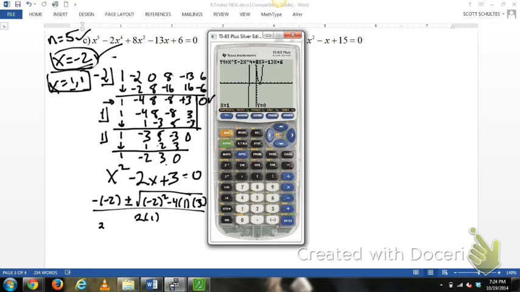So that's going to be positive 2, plus or minus the square root of negative 2 squared, which is 4, minus 4 times 1 times 3, which is negative 12. That's all over 2. So I'm looking at 2 plus or minus the square root of negative 8, over 2. The square root of negative 8 is going to be, I think, 2i square root of 2.